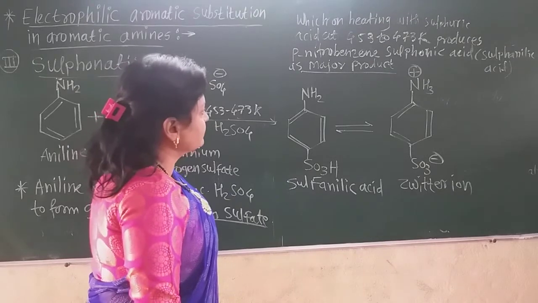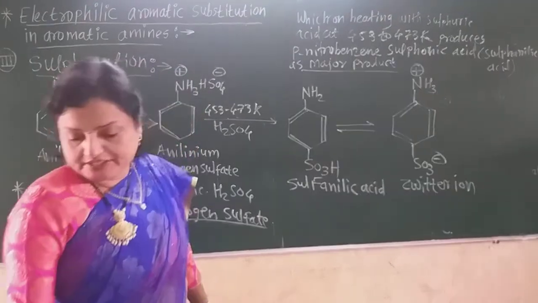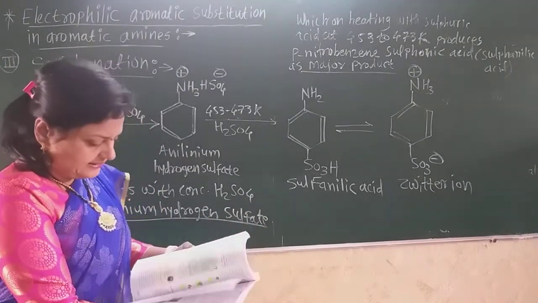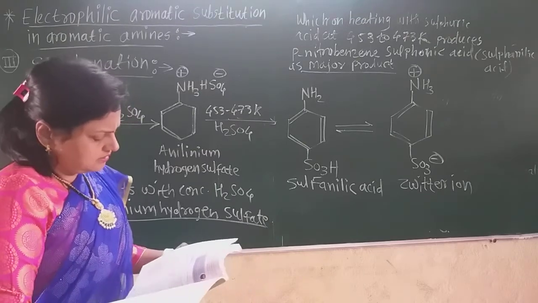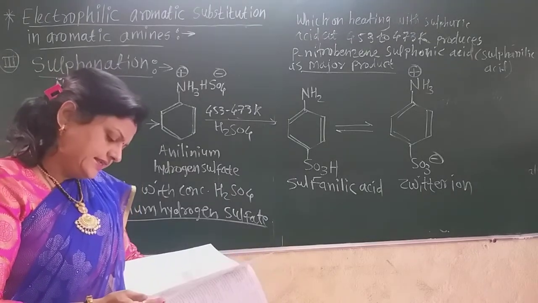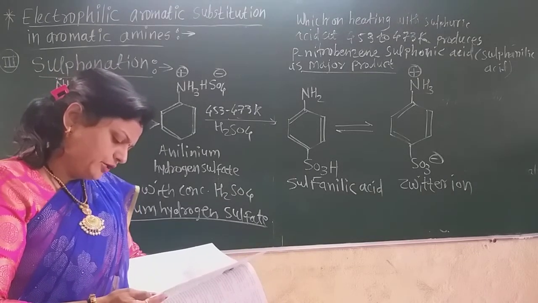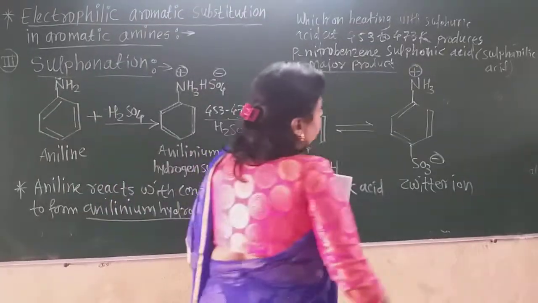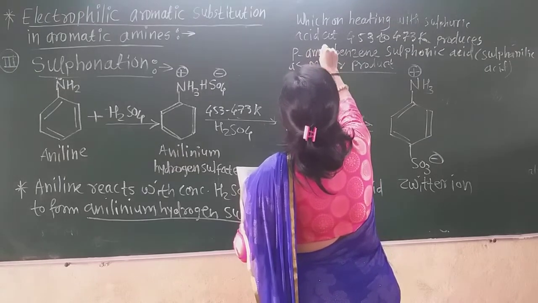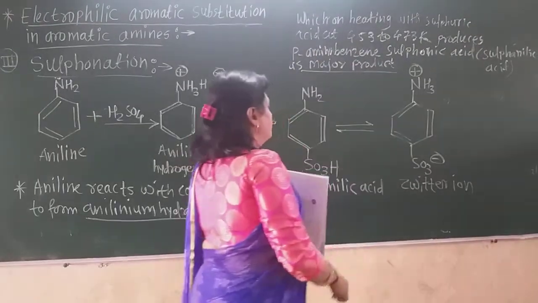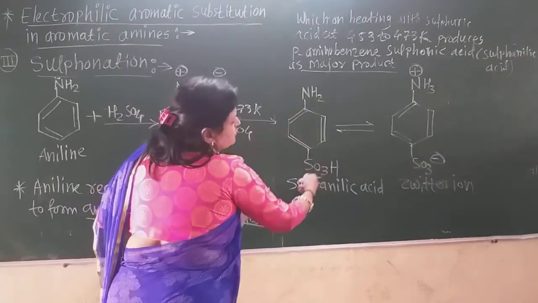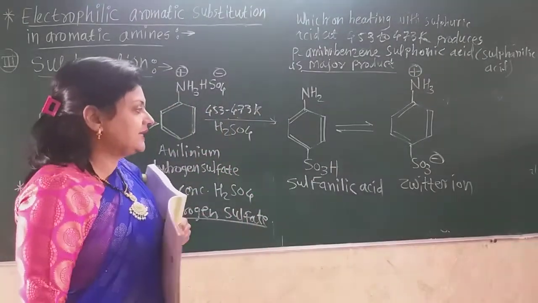Sulfanilic acid means, it is nothing but para-aminobenzene sulfonic acid. The name of this compound is given in the text as para-aminobenzene sulfonic acid, not nitro. See, at the para position there is the amino group, so this is para-aminobenzene sulfonic acid, or it is also called sulfanilic acid.